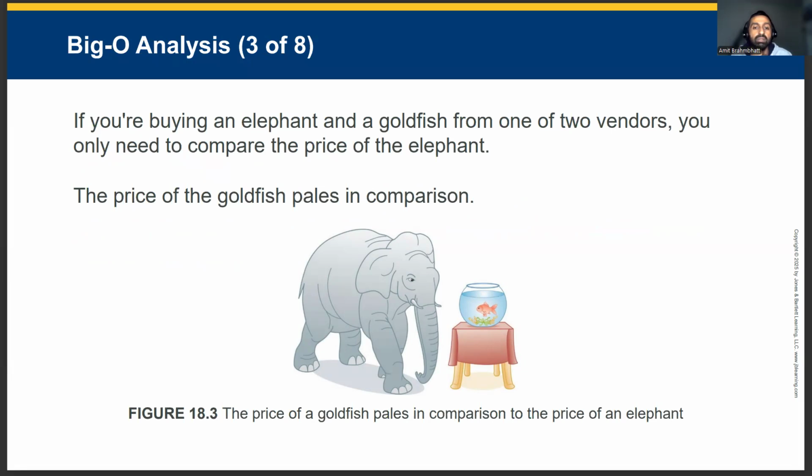Similarly, for the function we discussed in the earlier slide, the n raised to 4 term is the elephant. It dominates the total for large values of n. The smaller terms, like the goldfish, contribute so little to the final outcome that they don't influence the big O classification. This analogy reminds us not to get distracted by small details when analyzing growth behavior. Big O allows us to simplify complex expressions by focusing on what truly drives the computation cost.